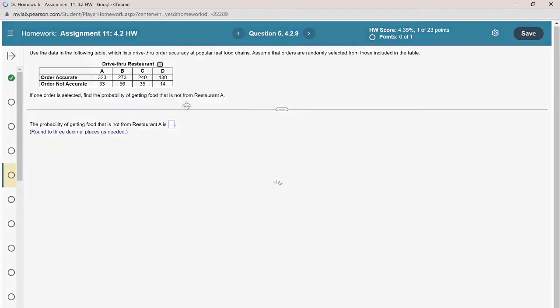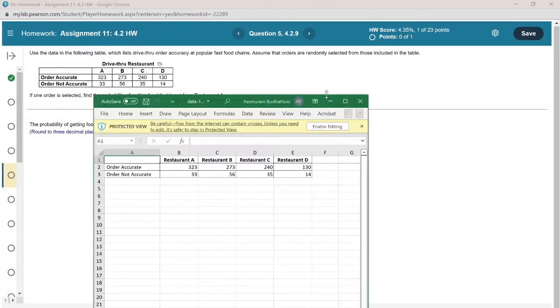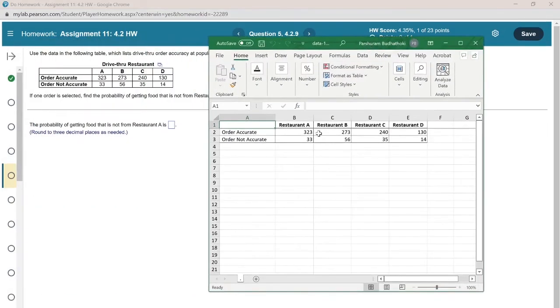Because it's available here, I'm going to copy this into Excel to do the calculation, or I can also use my calculator. So there are restaurants A, B, C, and D. First of all, find the total orders from each of these restaurants. I'm using Excel and adding this here. So there are 356 orders from restaurant A, 329 from restaurant B, 275 from C, 144 from D, and I'm going to find the total by adding all these totals. So the total number of orders is 1104. So the probability of getting food that is not from restaurant A is, so we know that there are 356 orders from restaurant A.